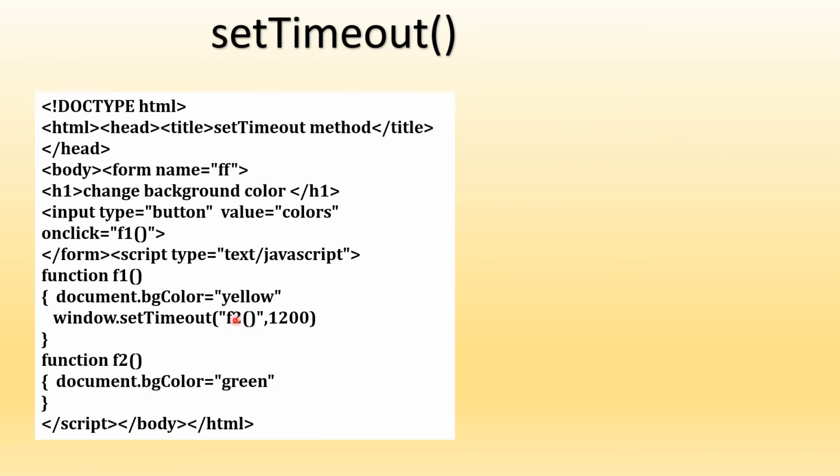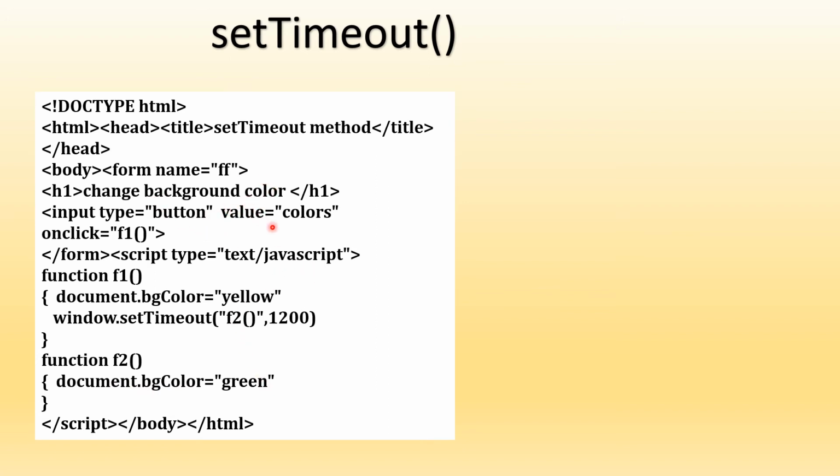So this is a function. This function is enclosed in double quotes. This function will execute. When will it execute? After 1200 milliseconds. So 1000 milliseconds is 1 second, so 1.2 seconds after that this function will be executed. So what is written in this function? In this function I've written function F2. What is written in that? document.bgColor should be green. So when I open the web page, this is what I see.